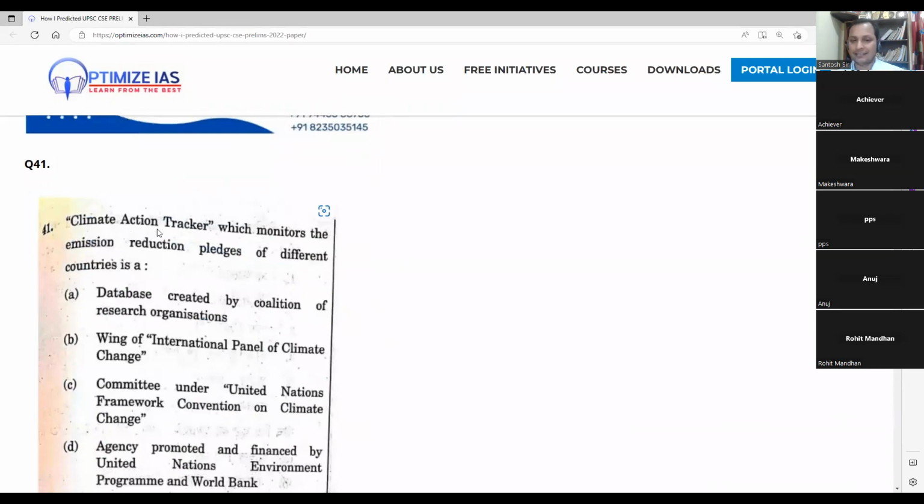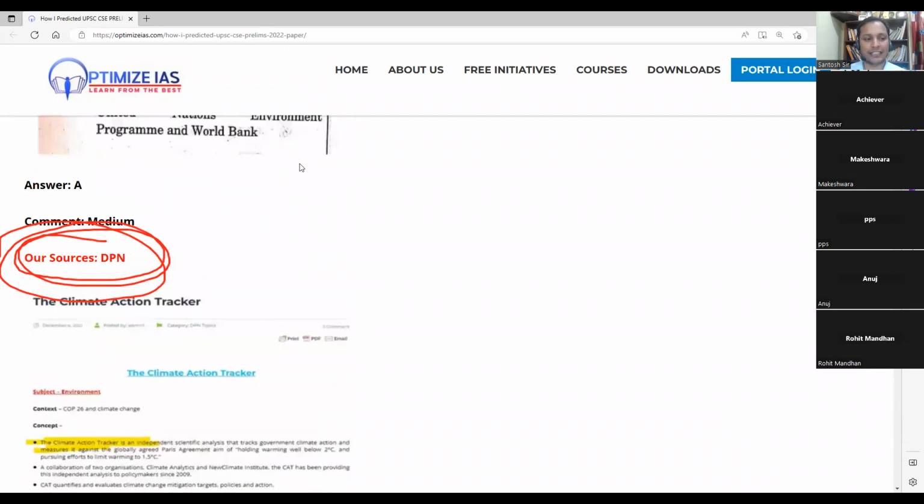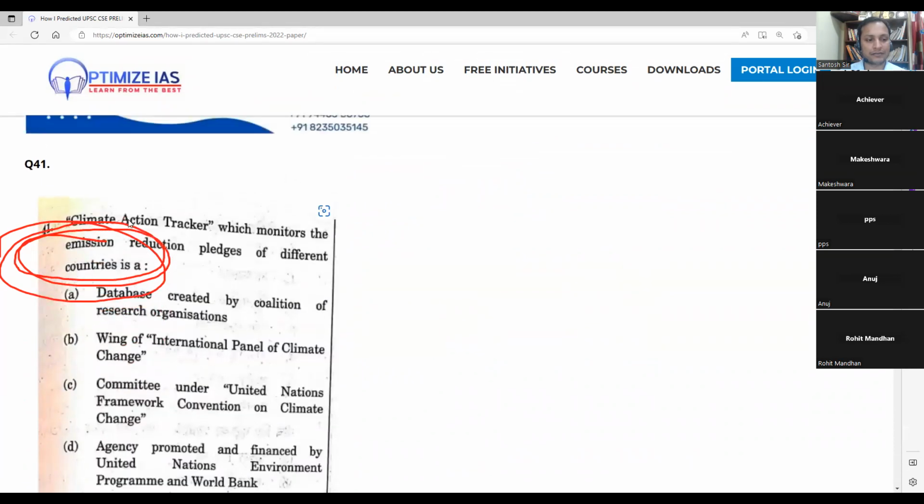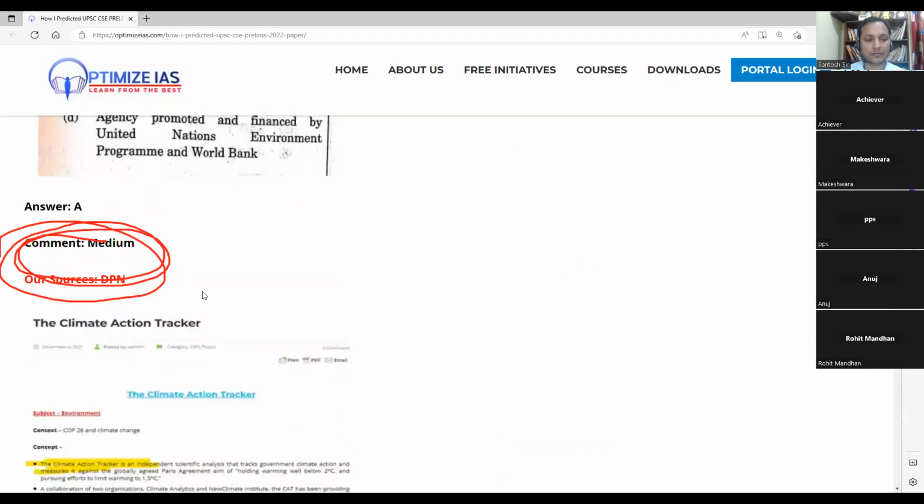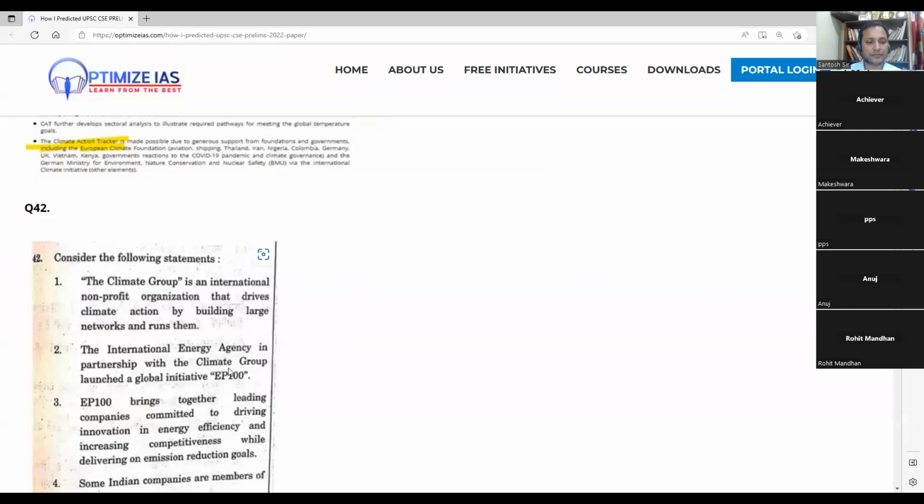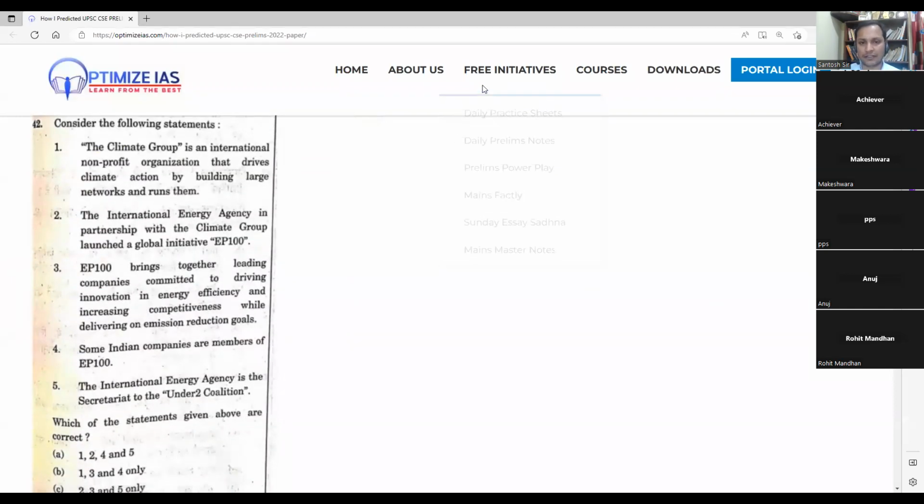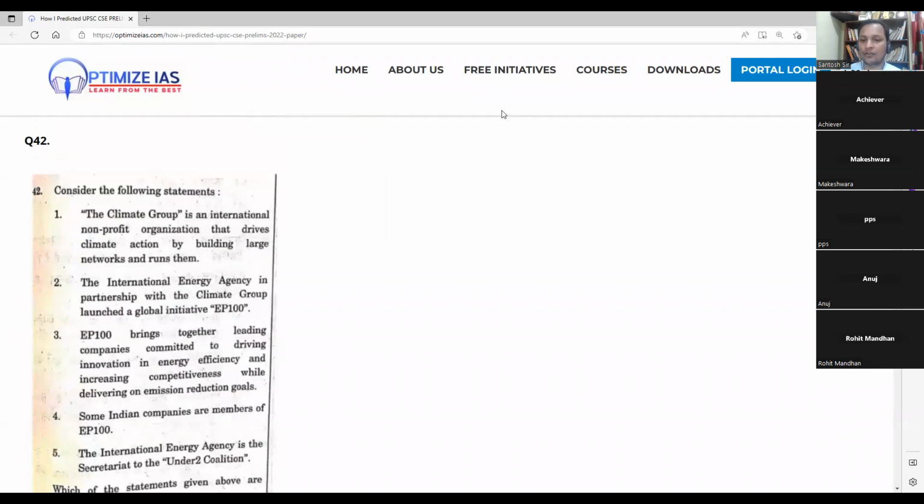Climate action tracker. See, climate action tracker. Same, word to word, same question, you see. This was a tougher one. Okay, climate group. So groupings. Any kind of climate grouping, they're asking the question on that.